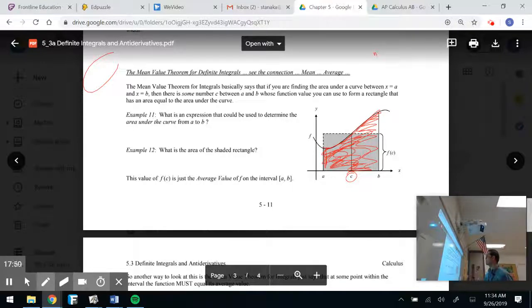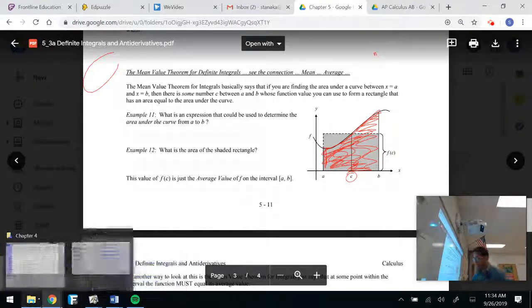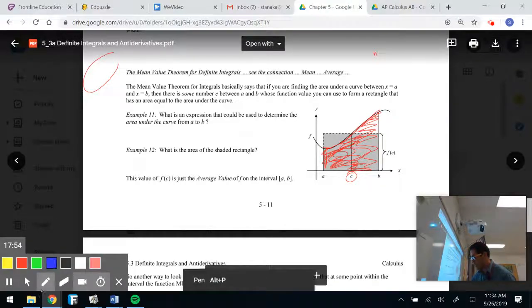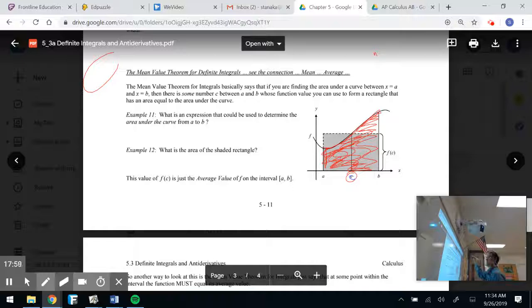But then that means there's some C between, I'm going to make that blue, so we can make sure we understand what's going on. There's some C, and C does not have to be smack dab in the middle, just like in the problem before. There's some C between A and B whose function value, that's my y value, would be f of C. And if I draw that rectangle, then guess what? It's crazy, but that blue area is going to be the same as that red area.